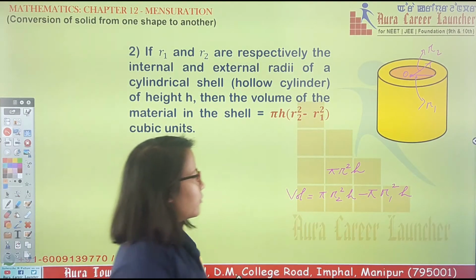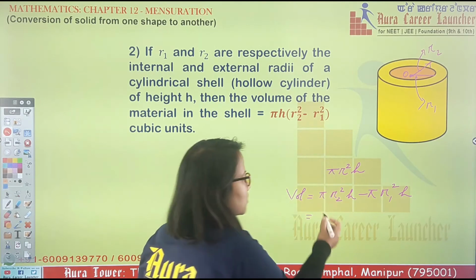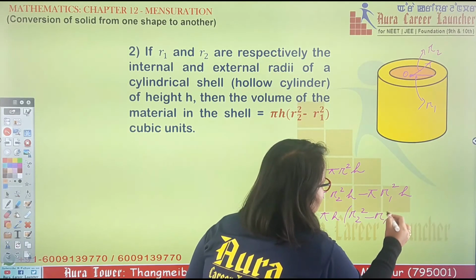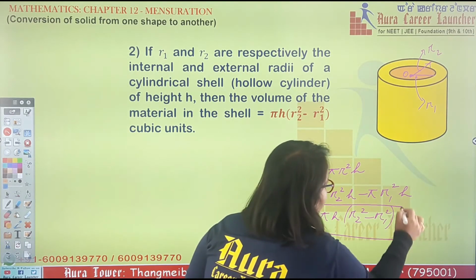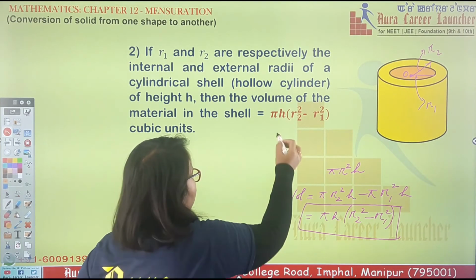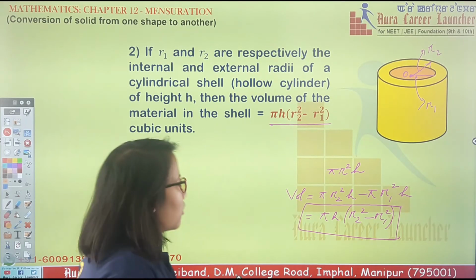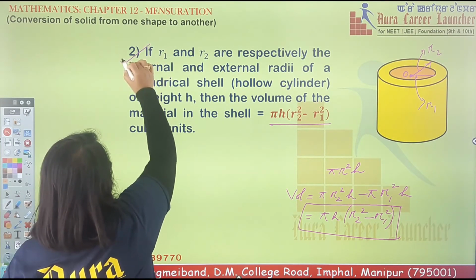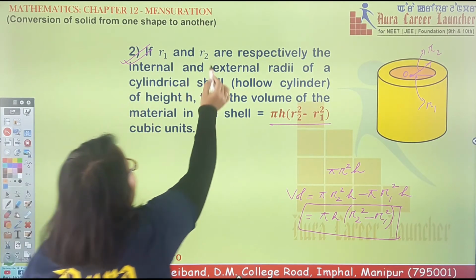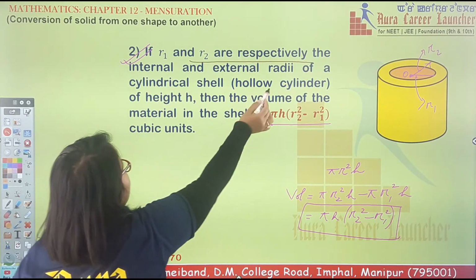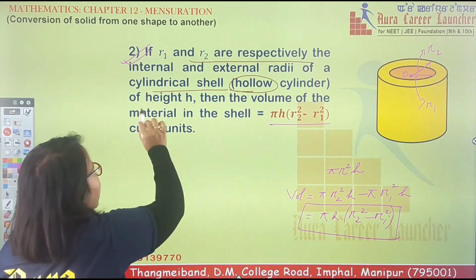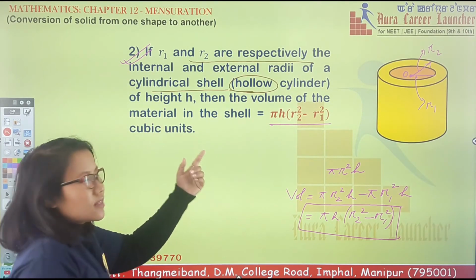So it's very simple, right? The height does not change since it's the same cylinder, so take pi h common, then R2 squared minus R1 squared. So this will be your net volume of the material inside the hollow cylinder: pi h times R2 squared minus R1 squared. So by definition, if R1 and R2 are respectively the internal and external radii of a cylindrical shell, a hollow cylinder of height h, then the volume of the material in the shell is given by this.